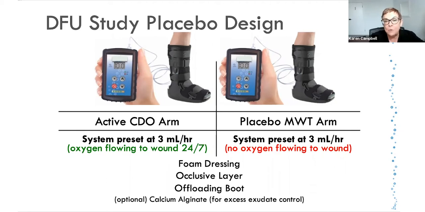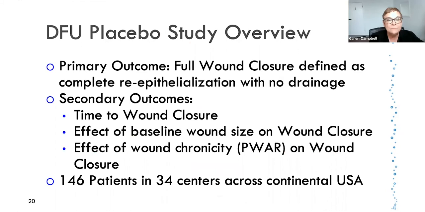And if you were in the placebo arm, you actually had a unit, but there was no oxygen flowing to the wound, even though the system was preset to 3 mL/hour. But all of the other treatment was the same, other than the active arm received CDO and the placebo arm received nothing. The primary outcome was full wound closure, defined as complete reepithelialization with no drainage. But secondary outcomes were time to wound closure, effect of baseline wound size on wound closure, and effect of chronicity with wound area reduction on wound closure.